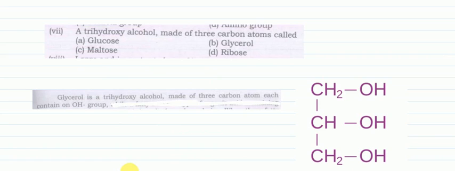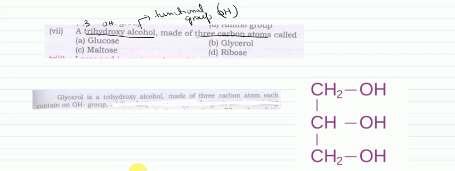Question number 7, MCQ 7: a trihydroxy alcohol. Tri means 3, hydroxy means OH group. A trihydroxy alcohol made of 3 carbon atoms is called, and how many carbon atoms does it contain? 3 carbon atoms. This compound is known as alcohol, a compound which contains the functional group OH, right? If we see here, the compound glycerol is an alcohol. How do we identify it? With its name, the OL represents alcohol, right?